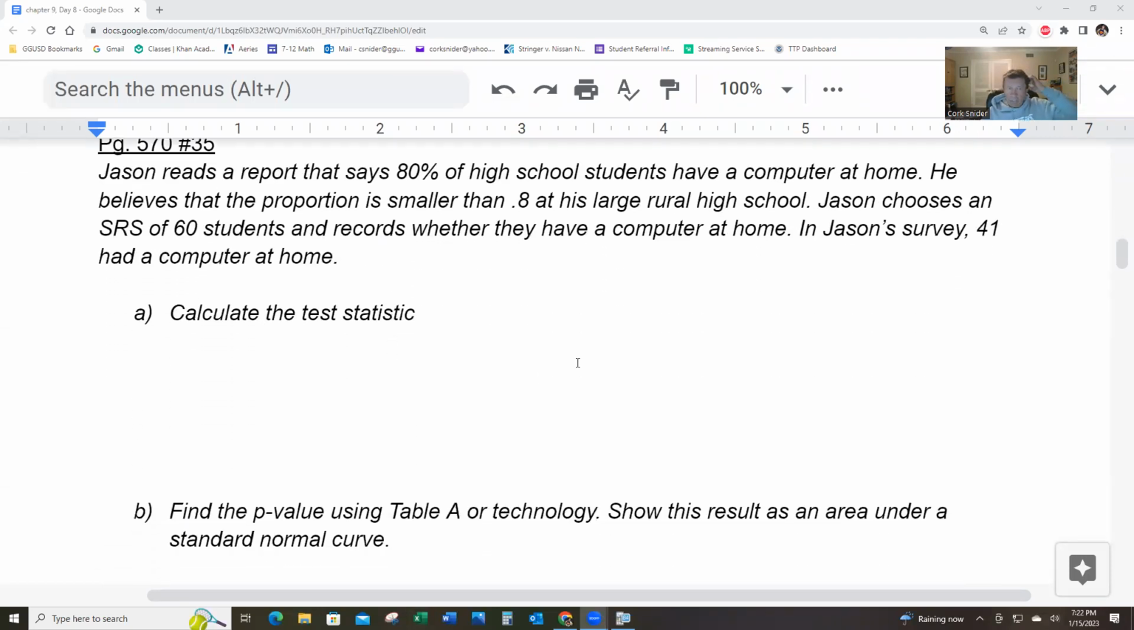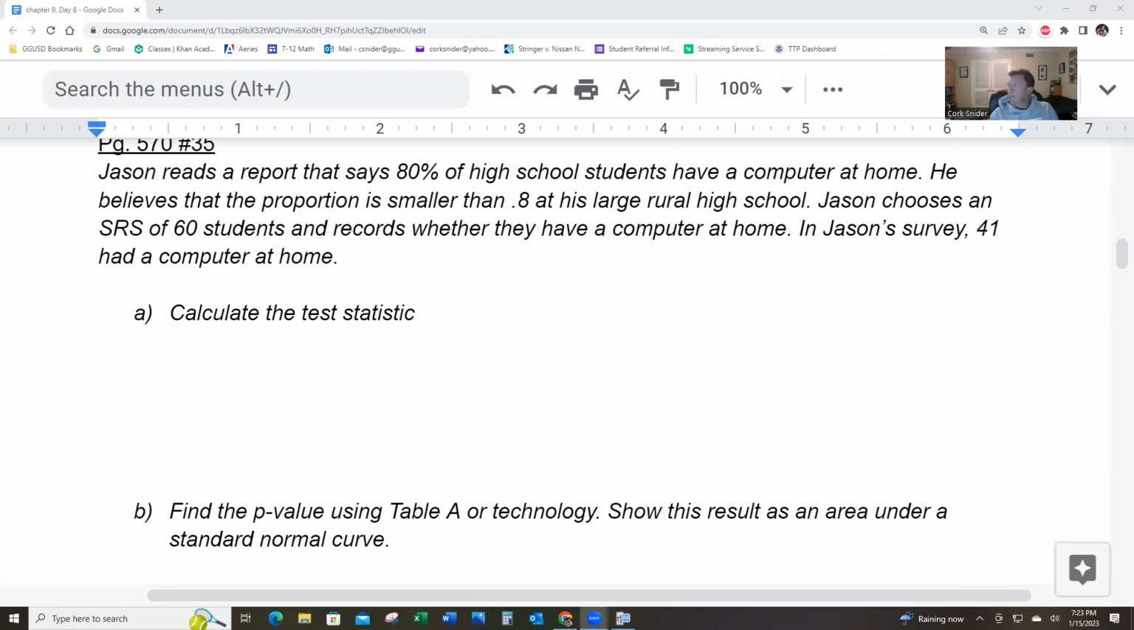Jason reads a report that says 80% of high school students have a computer at home. He believes that the proportion is smaller than 0.8 at his large rural high school. Jason chooses an SRS of 60 and records it. In his survey, 41 had a computer at home. All right, so calculate the test statistic.